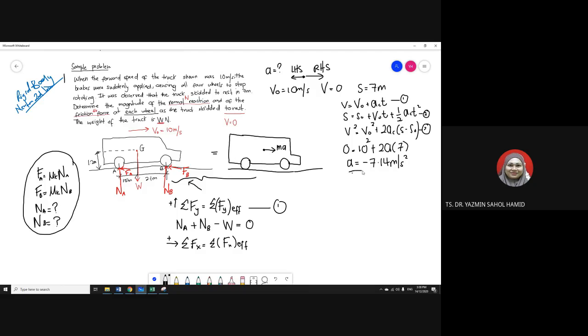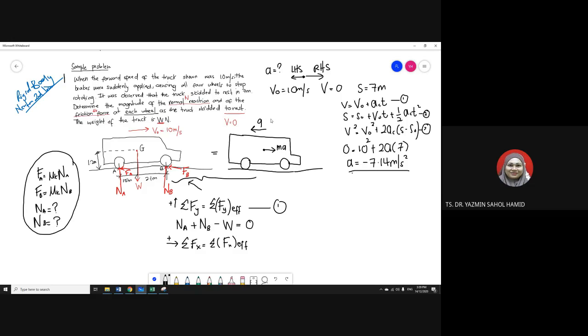Okay, so what can you see here? What happened to your acceleration? It decelerates, right? Because the car was moving at a speed of 10 meters per second and then all of a sudden it applied the brakes. So what happened to the acceleration? It decelerates. By how much? Negative 7.14 meters per second squared. So from there, you know that your acceleration is actually moving that way.